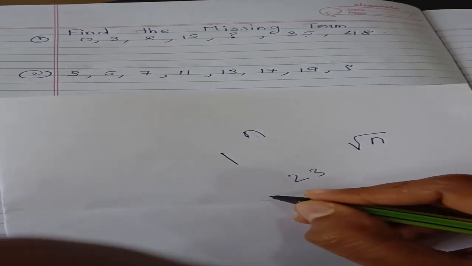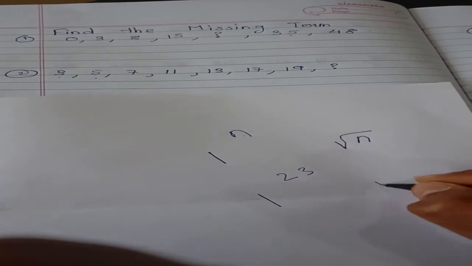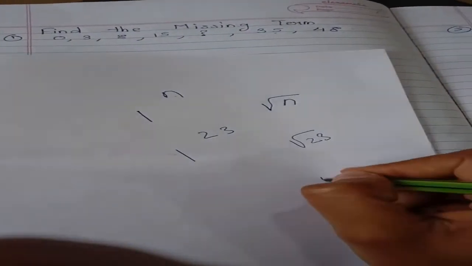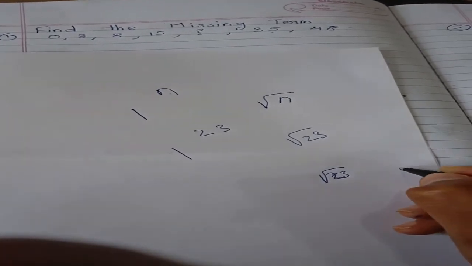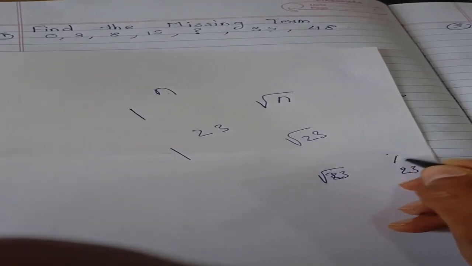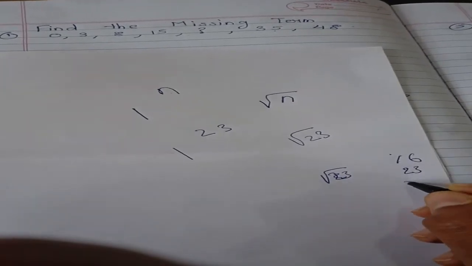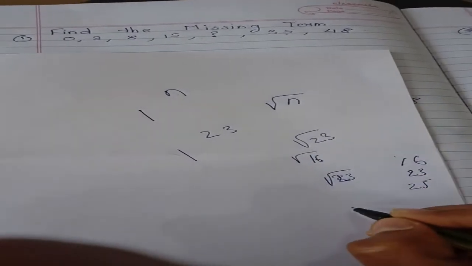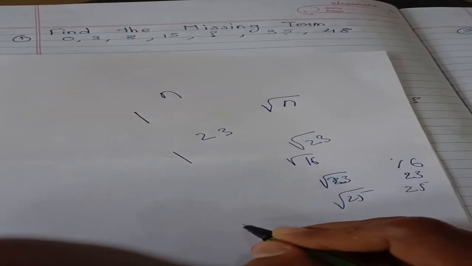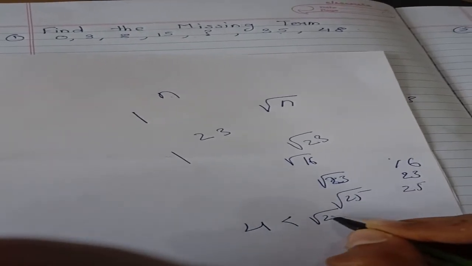So I have to look at the integers between 1 and root of 23. What is root of 23? You should know in what range root of 23 will lie. For that, you have to look at the perfect square before 23 and the perfect square after 23. The perfect square before 23 is 16, and the perfect square after 23 is 25. So root of 23 will lie between root of 16 and root of 25. What is root of 16? 4. So the value of root 23 will be between these two integers.